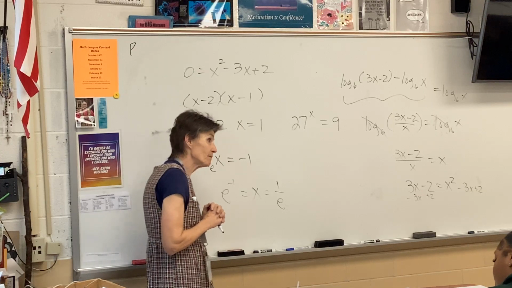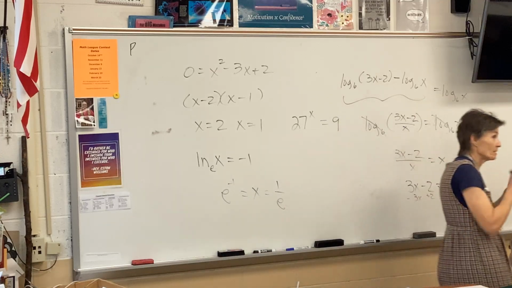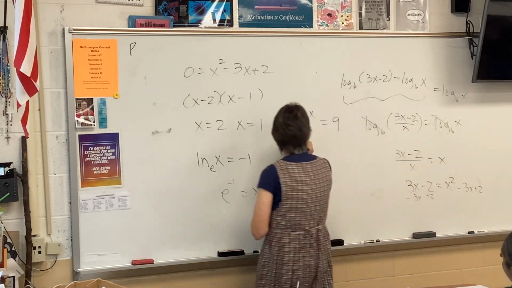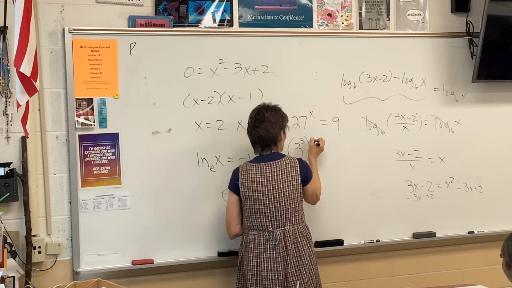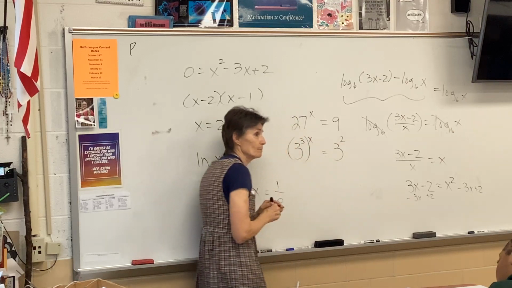We have done enough of these that you should look at this problem and something should immediately pop into your head. You see a 27 and you see a 9. 9 is 3 squared, 27 is 3 cubed. That's what needs to pop into your head. So I have 3 cubed to the x equals 3 squared.